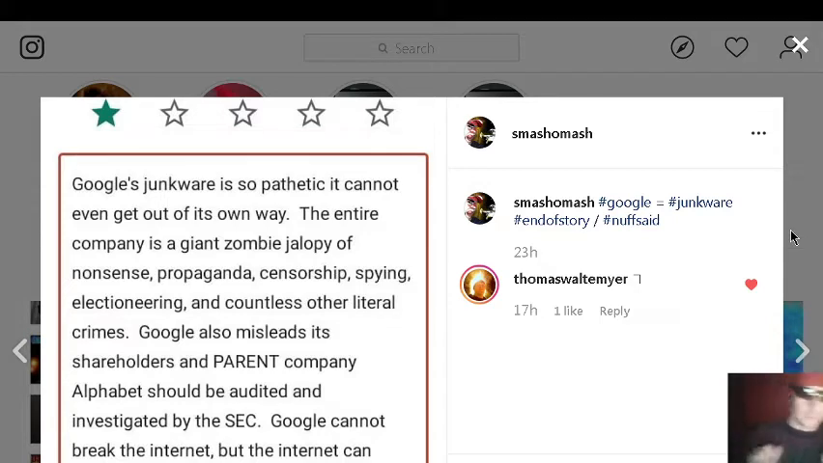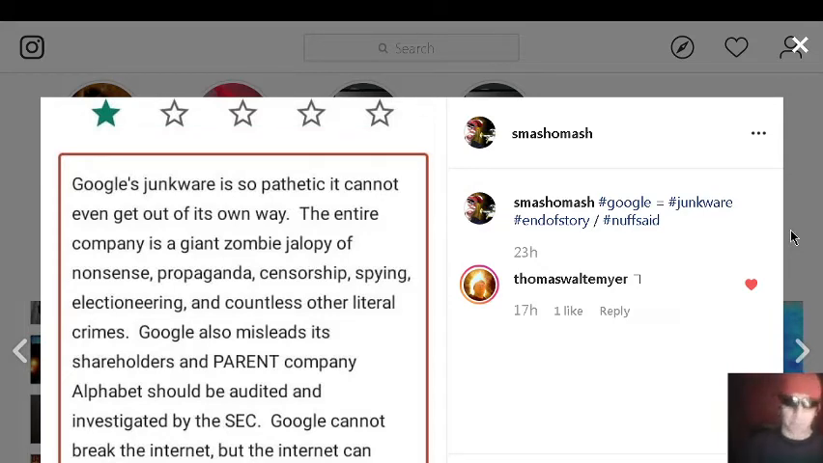Check out this quote. Now, YouTube updated and Google wanted a review, so I used up all 500 characters to say, Google's junkware is so pathetic, it cannot even get out of its own way. The entire company is a giant zombie jalopy of nonsense, propaganda, censorship, spying, electioneering, and countless other literal crimes. Google also misleads its shareholders, and parent company Alphabet should be audited and investigated by the SEC. Google cannot break the internet, but the internet can break Google.